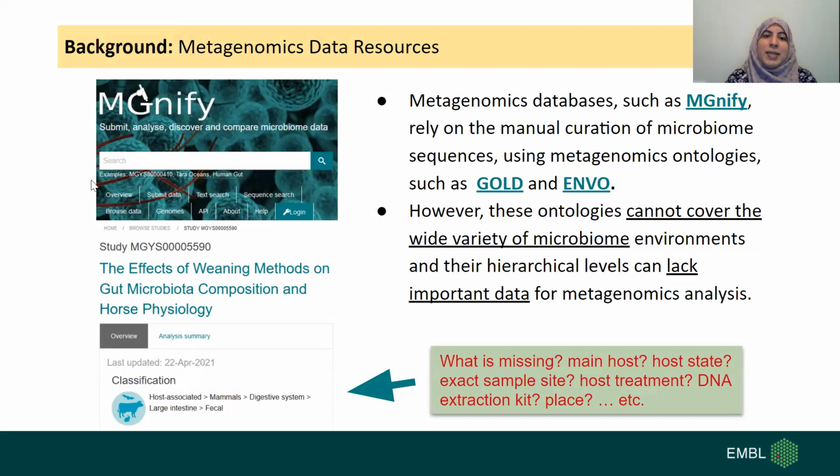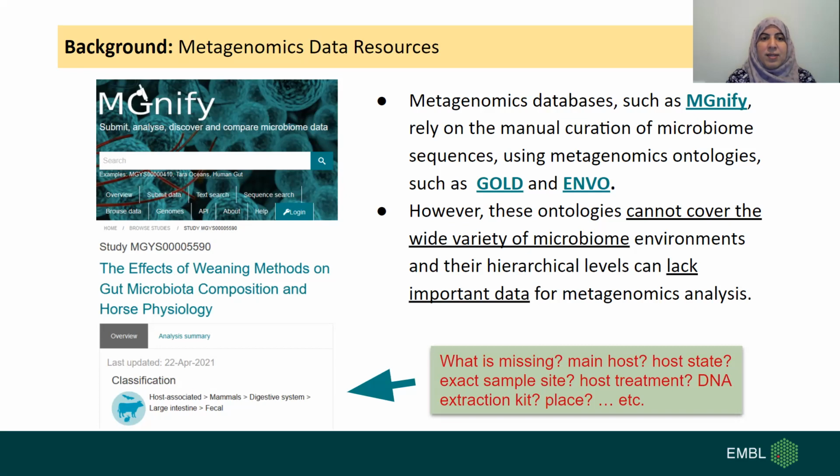So how do metagenomic databases cover all this information? Metagenomic databases such as Magnify rely on the manual curation of microbiome sequences using metagenomic ontologies, such as the gold ontology or the environmental ontology. However, these ontologies cannot cover a wide variety of microbiome environments that I've shown you in the last slide, and their hierarchical level can lack a lot of important details for specific environments, which are essential for the metagenomic analysis.